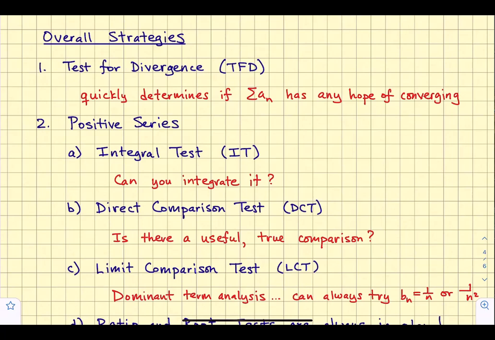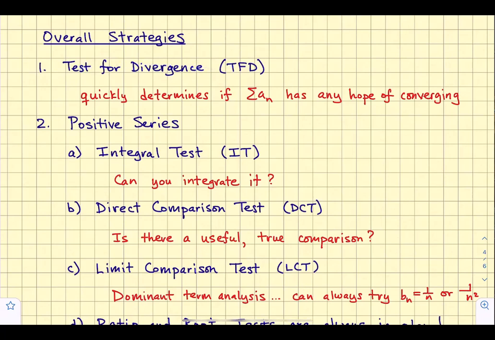So just some overall strategies. Number one, the test for divergence should always be used right off the bat. It can be applied very quickly. Remember the test for divergence, you can go back and look at the formal statements of every one of these. I'm not trying to restate formally what the hypotheses are and how you draw the conclusion from them, but rather how you know which test to reach for and what it may or may not accomplish.